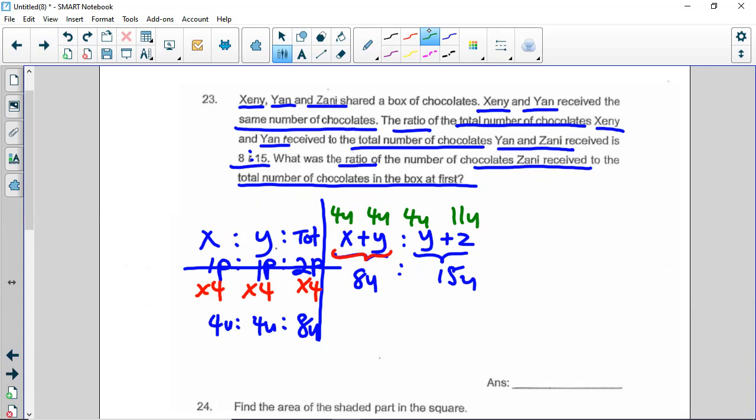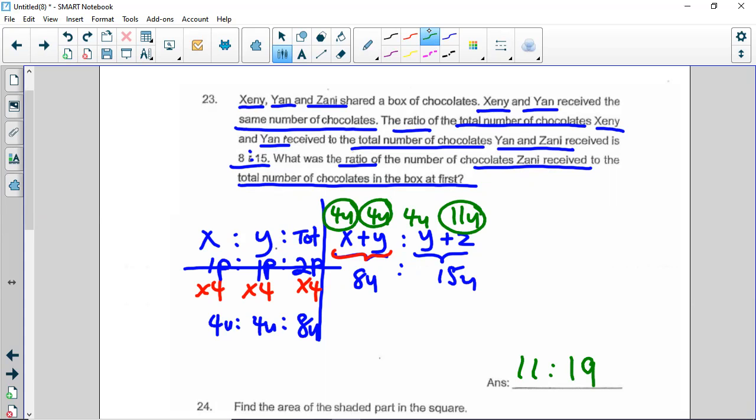Okay, so what's the ratio of the chocolates Zani received, which is 11, right? 11 to the total chocolates at first. Okay, so what's the total chocolates? So you take 11 plus 4 and plus 4 to get the total number of chocolates. So 11 plus 4, 15, 15 plus 4, 19. So there are 19 units of chocolate altogether at first.